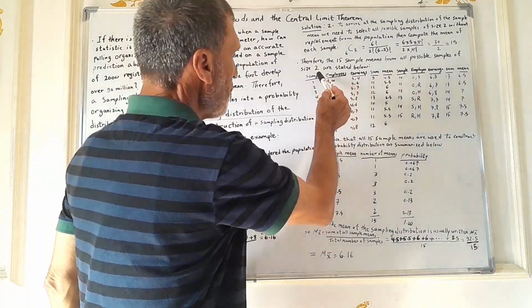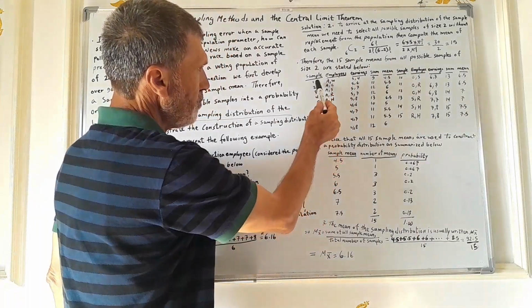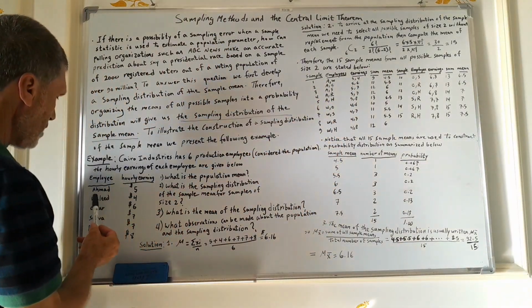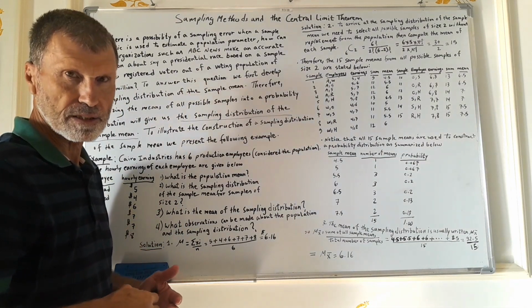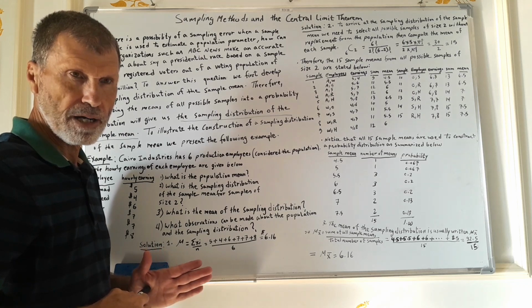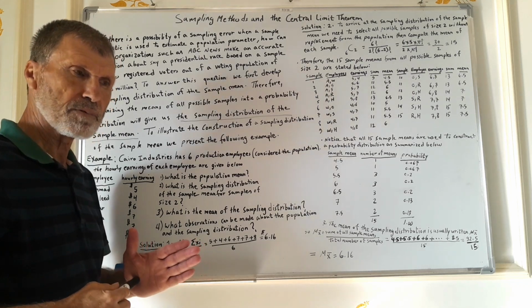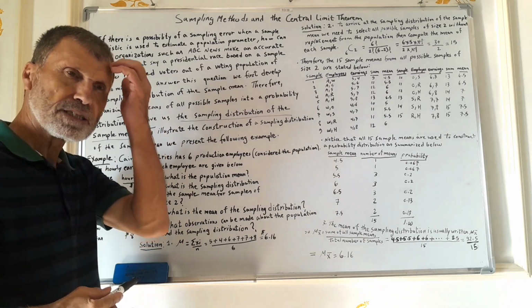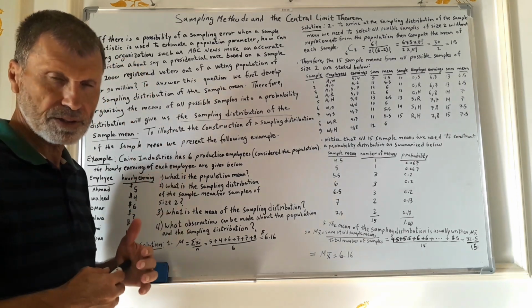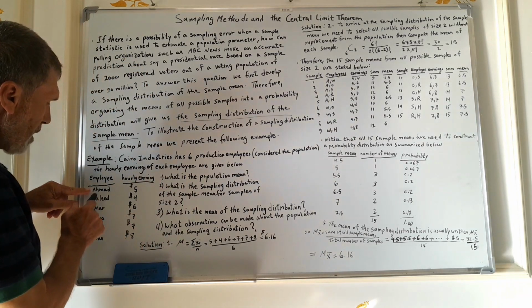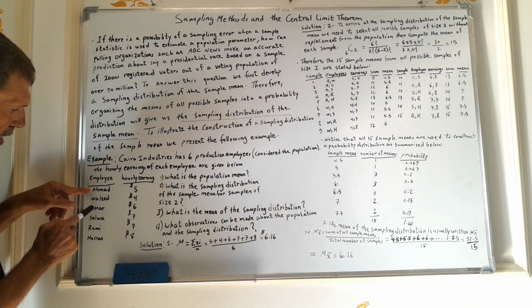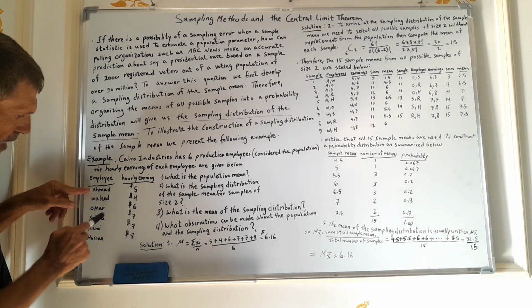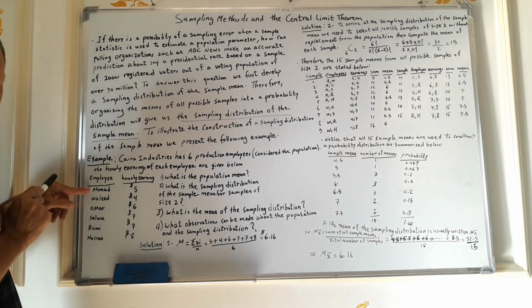So, sample 1, okay, is what? Ahmad, Walid. I represent those by their first letter, capital. We're going to represent Ahmad by A, the first letter of Ahmad. So, Ahmad Walid, A W. Then we move to A Omar, A O, then A S, A R, A H, as you can see.